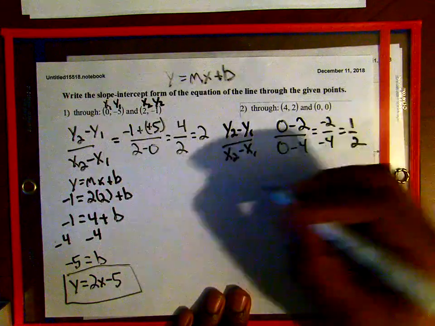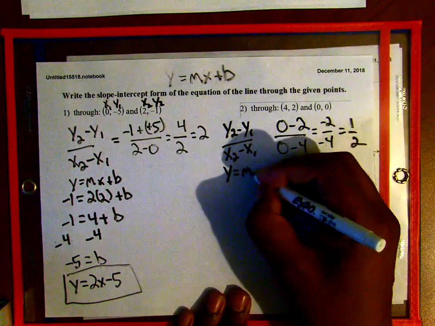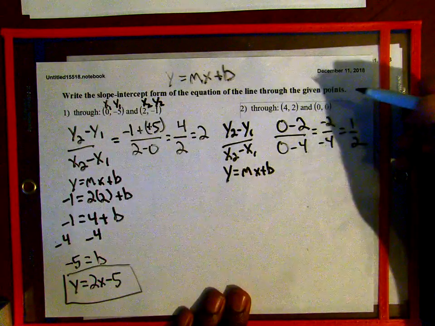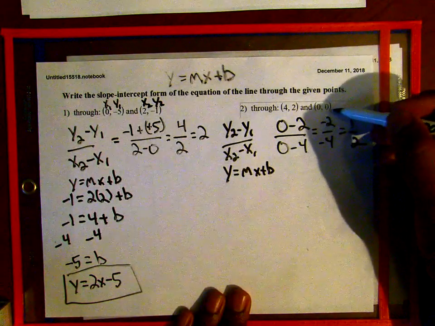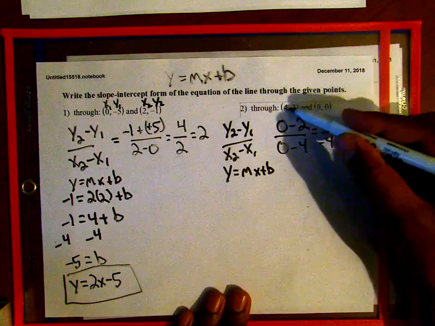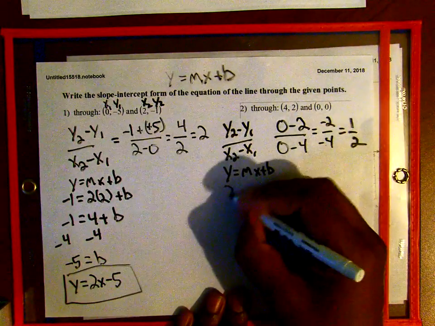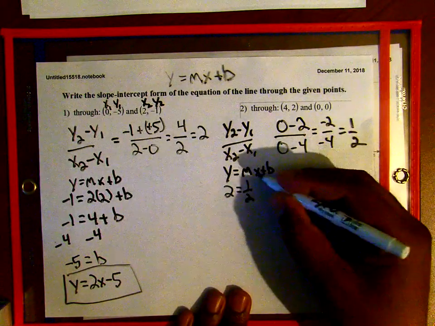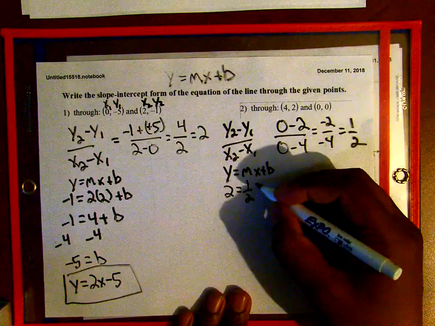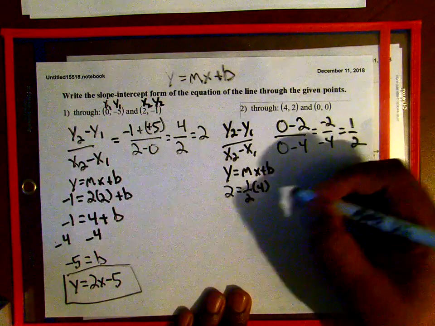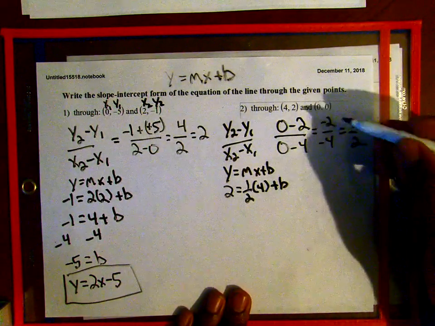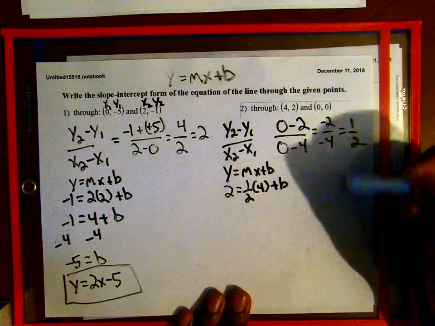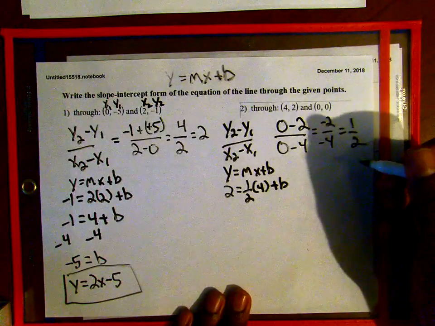The next thing we're going to do is start with y = mx + b and plug in each point. Again, the point with 0 will be the easiest one to do, but I'm going to show you the harder one. I'm going to plug in 2 for y, plug in 1/2 for my slope, times x, which is 4, plus b. And if I wasn't clear, you could pick either one of these points, you should still get the same y-intercept. It doesn't matter which one you pick.